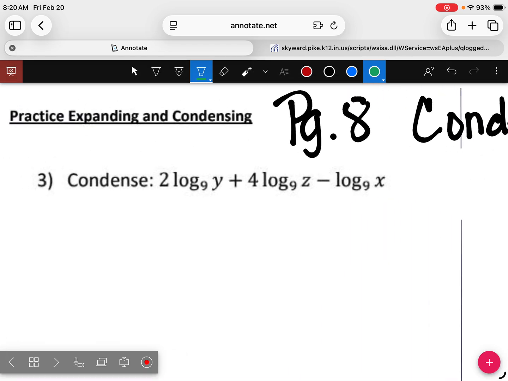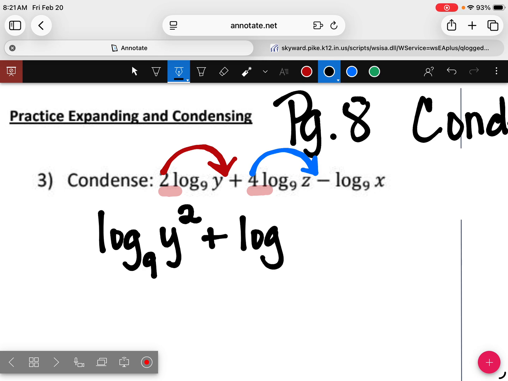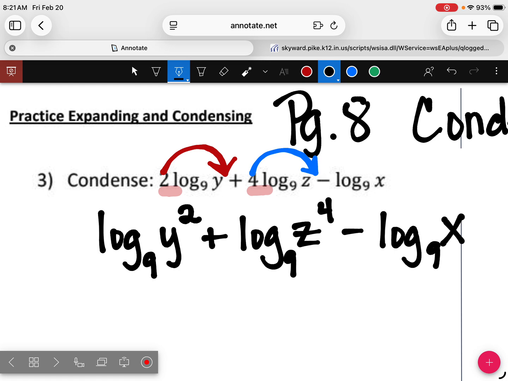All right. So what I mean is, do you notice how this 2 is right here and this 4 is right there? That means that those are exponents. Okay. This 2 is an exponent for y, and the 4 is an exponent for z. So I'm going to move those to their right position. So it'll be log base 9 of y squared plus log base 9 of z to the 4th minus log base 9 of x.